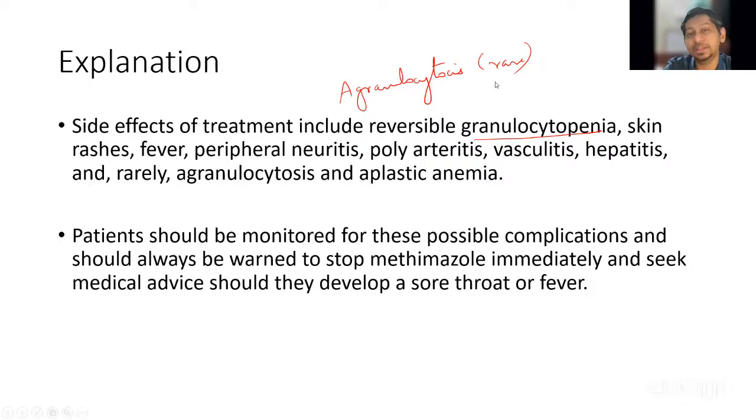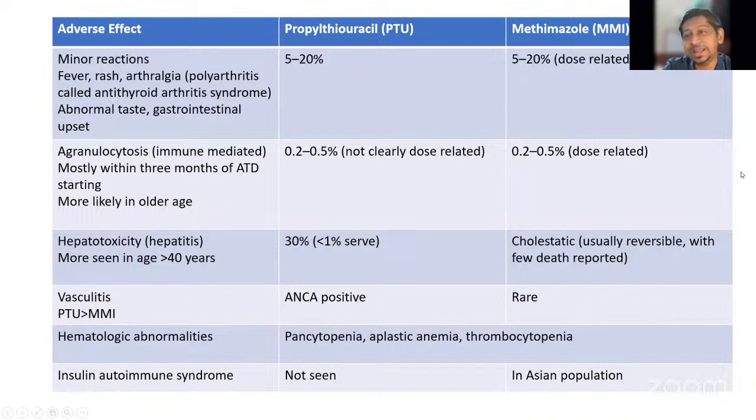Usually it is managed conservatively. You stop the drug, the counts will improve. You can give GCSF injections, so that can also improve the count. Sometimes you can cover with an antibiotic. However, it's conservatively managed. So if you look at all the side effects of antithyroid drugs, remember most common are minor reactions. These are most common. You can develop fever, rash, allergy, etc. Arthritis-like syndrome. Now, agranulocytosis, these are immune-mediated complications.